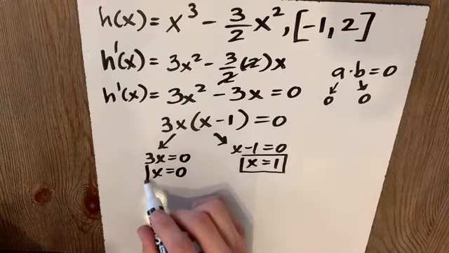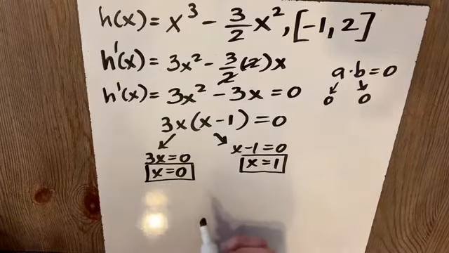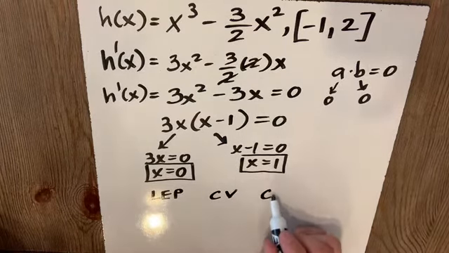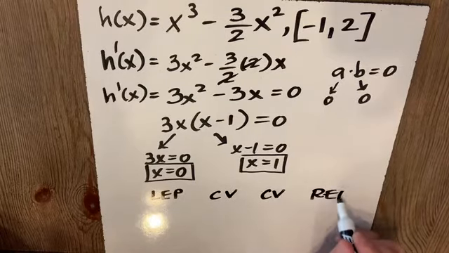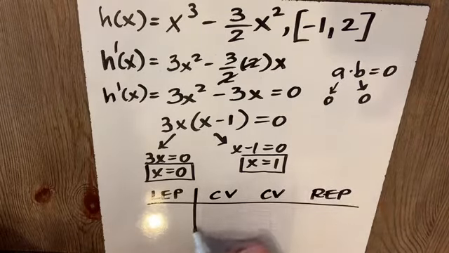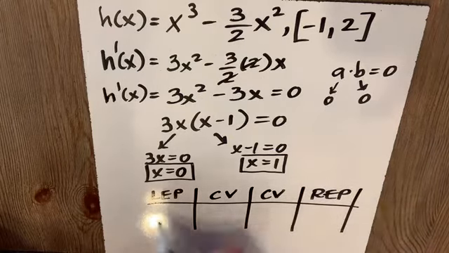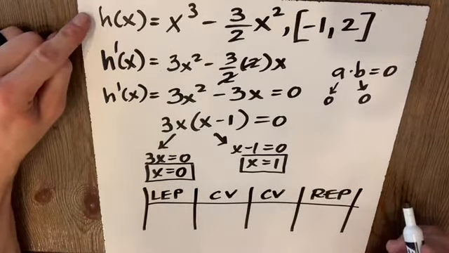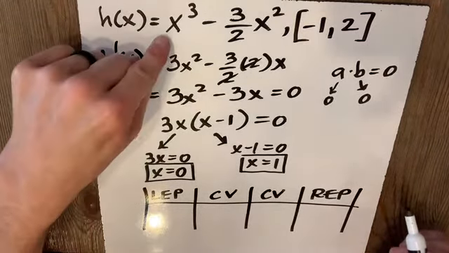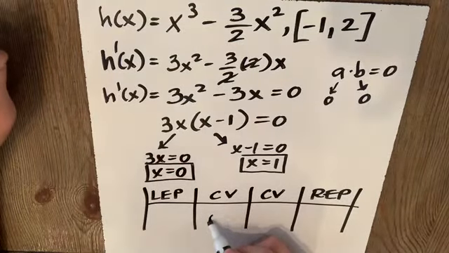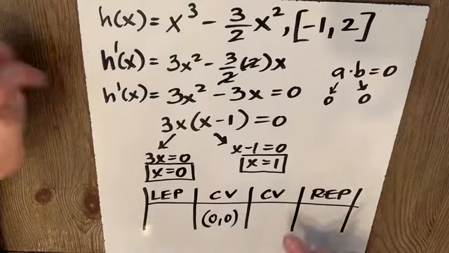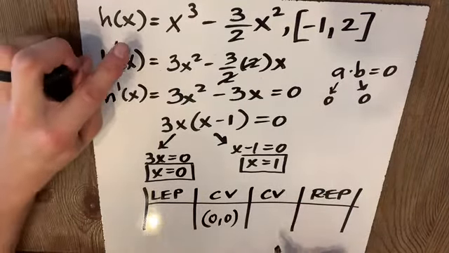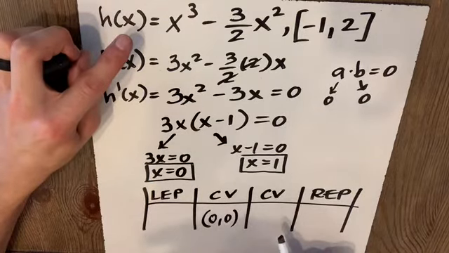So here are our critical values, and I want to make my chart. Left endpoint, critical value, right endpoint. And I am going back to the original equation to find these y values. If you want y, go to the y equation. H of 0 is 0 minus 0, so I know I get 0, 0 there. By the way, are both of these in this domain? Yes. If I want to find the function value at 1, I'm going to substitute.